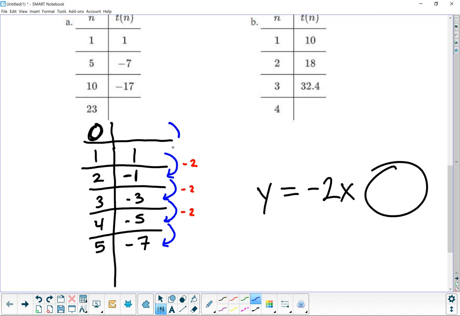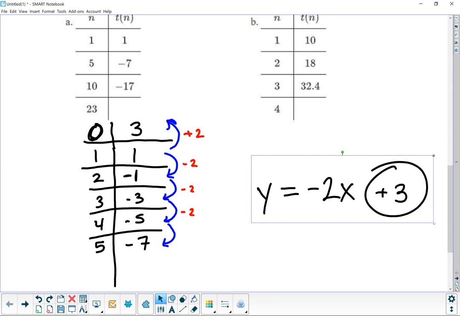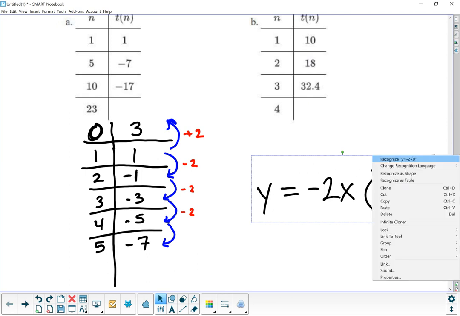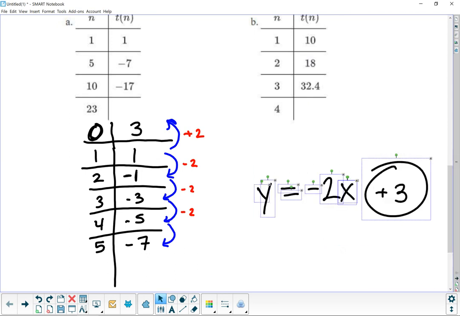So if I go down, it's going to be -2, but if I go back up the other direction, it's going to be +2. So if I want to know what the 0 term is, I have to take 1 and I have to add 2 to it. So 1 plus 2 is 3. So the 0 term is 3. So that means that I need to do a +3 right here. And we'll see if that works out.